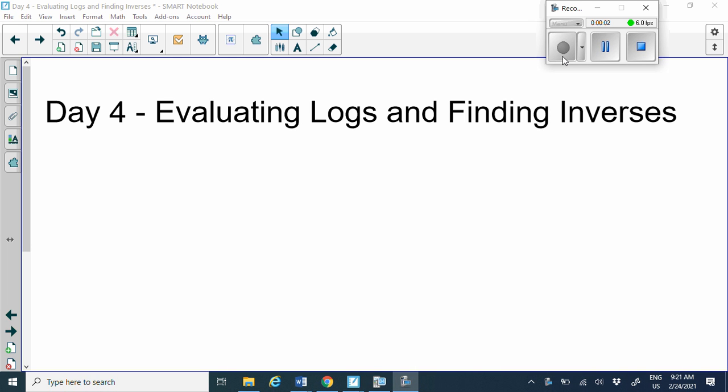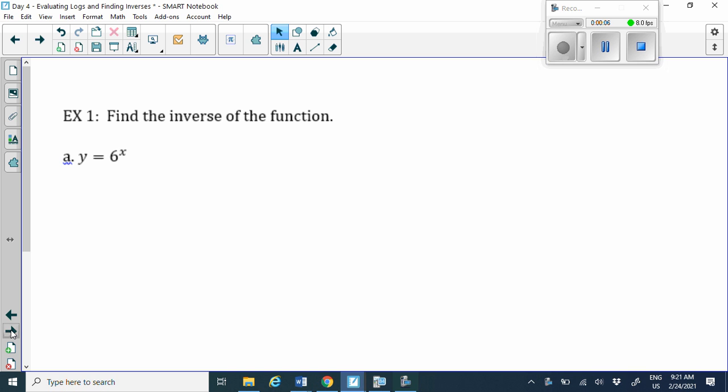Hey guys, so here's the notes for day 4. We're going to be evaluating logs and finding inverses.